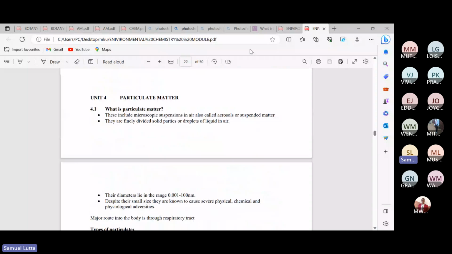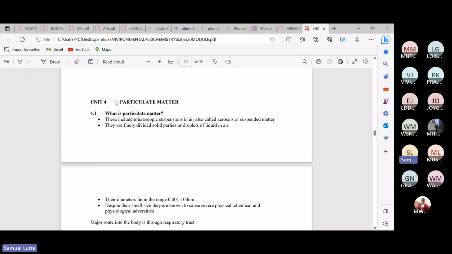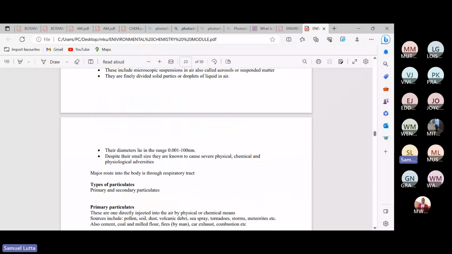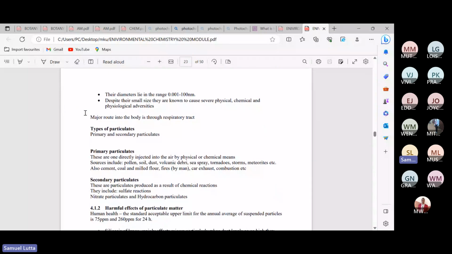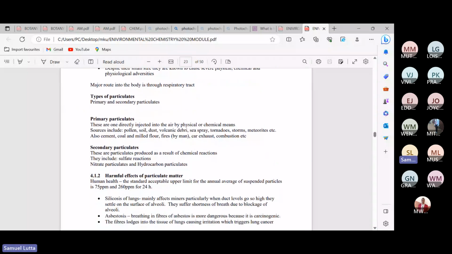So I think what we are saying, we are talking about particulate matter. We are saying that there are two types: you can have primary or secondary. Primary are injected directly into the atmosphere. The secondary ones are generated after the primary ones have undergone some reactions. Just like we have primary pollutants and secondary pollutants. Primary we get directly from the source, and secondary from some reactions.